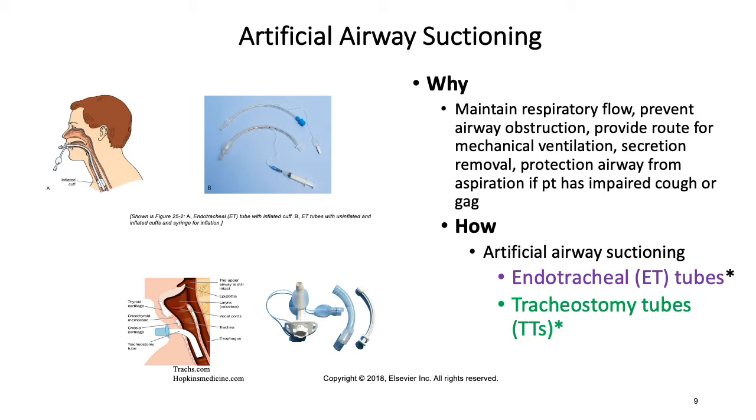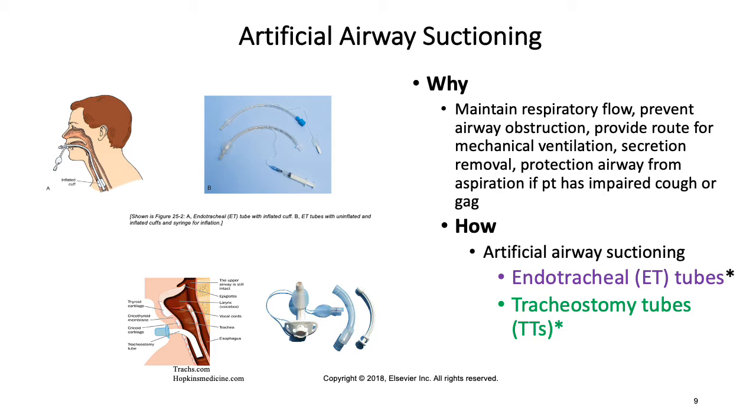So now we'll take a closer look at artificial airway suctioning. Artificial airway suctioning is accomplished through an endotracheal tube, which is the top image on the left, or a tracheostomy tube, which is the image on the very bottom, where the tube is actually inserted into the trachea. This is done to maintain respiratory flow, to prevent airway obstruction, and to provide a route for mechanical ventilation in patients who aren't able to properly ventilate, and provide ventilation and oxygenation.